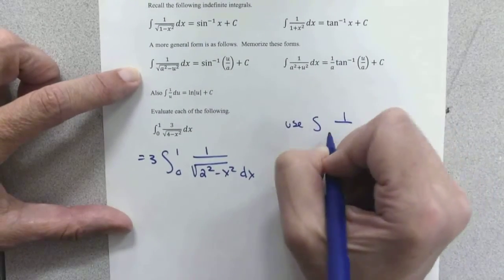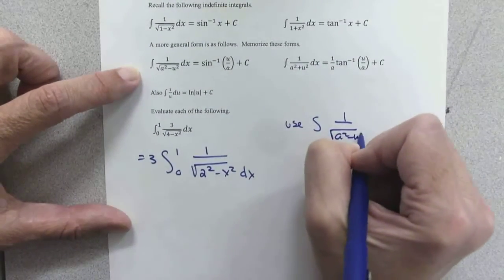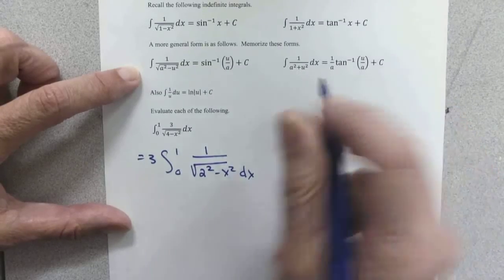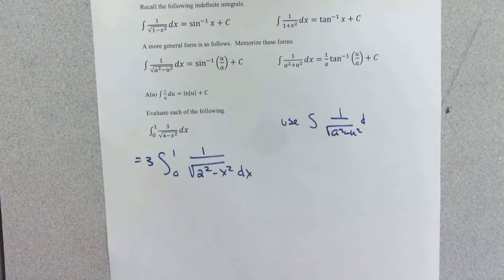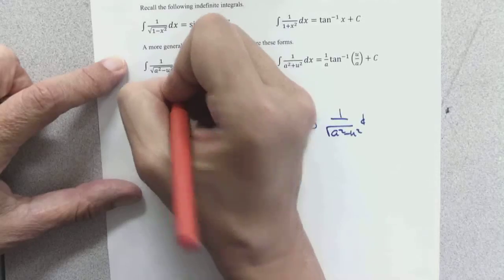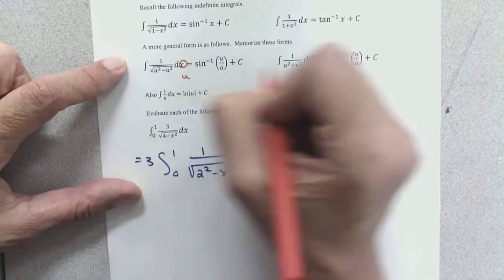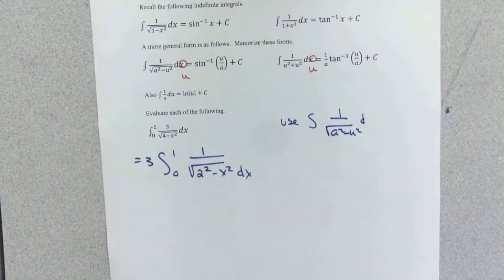Use that 1 over the square root of a squared minus u squared du. That should be a du right there. There's a typo. Two typos. Those should be u's. We'll try to fix those someday in the future. That's not a big deal.